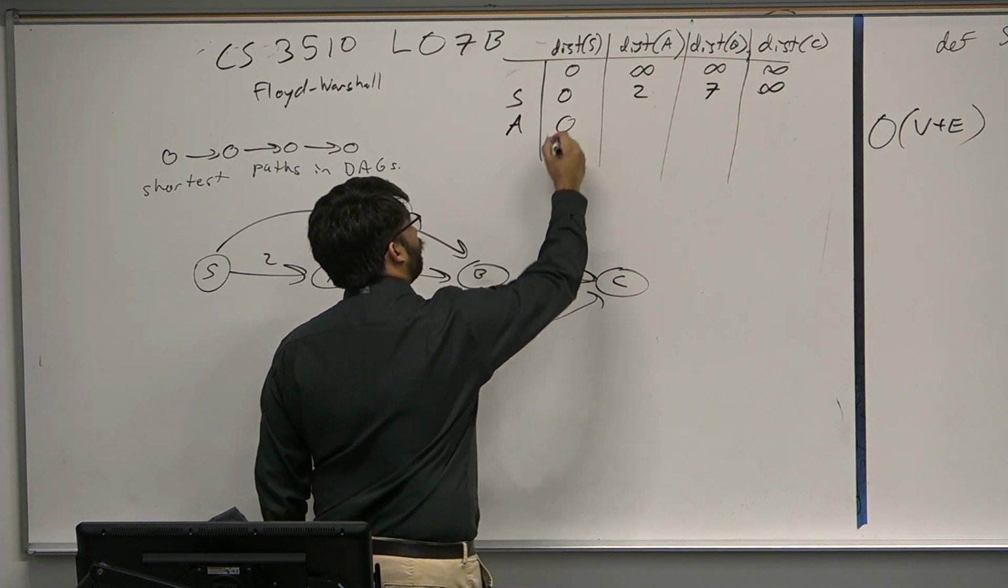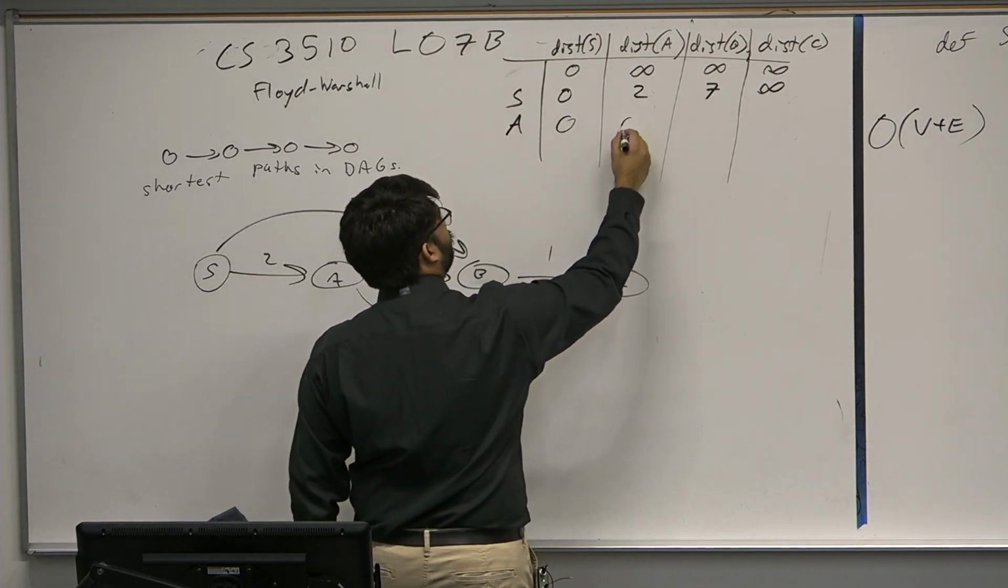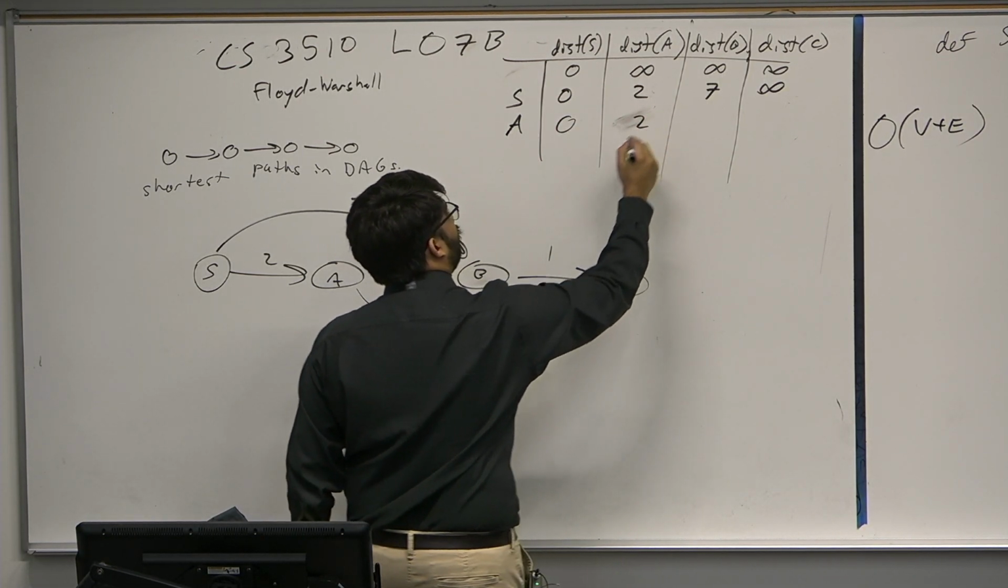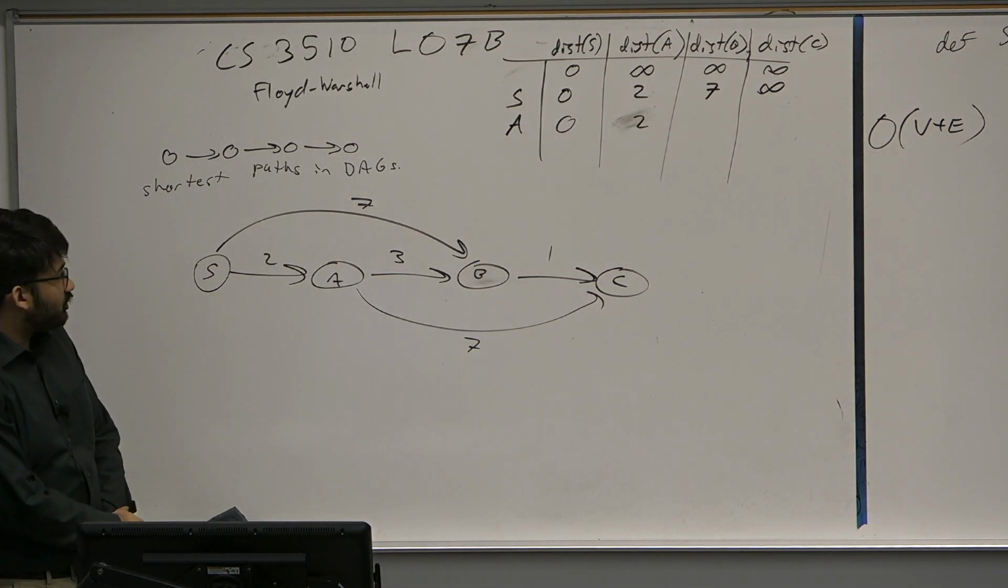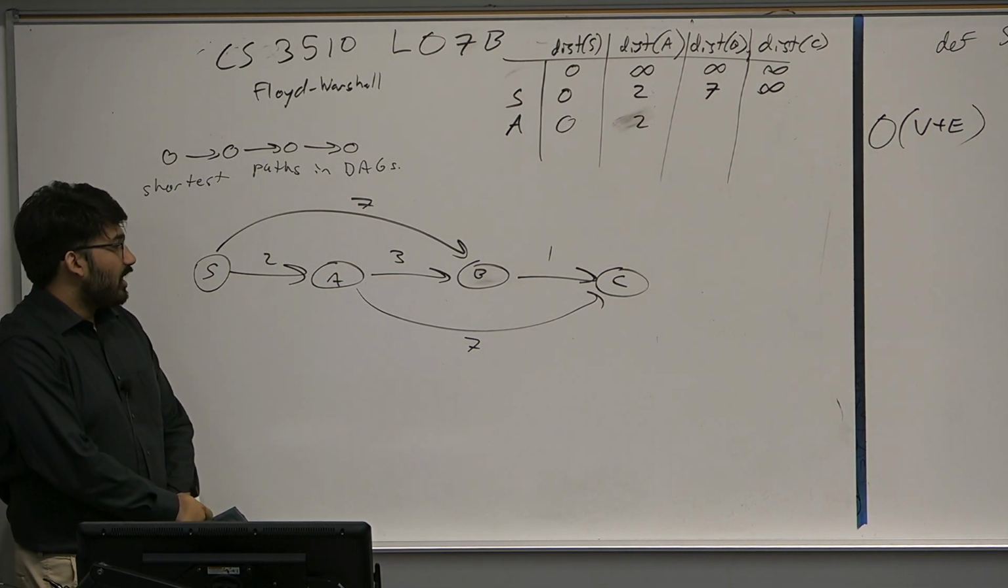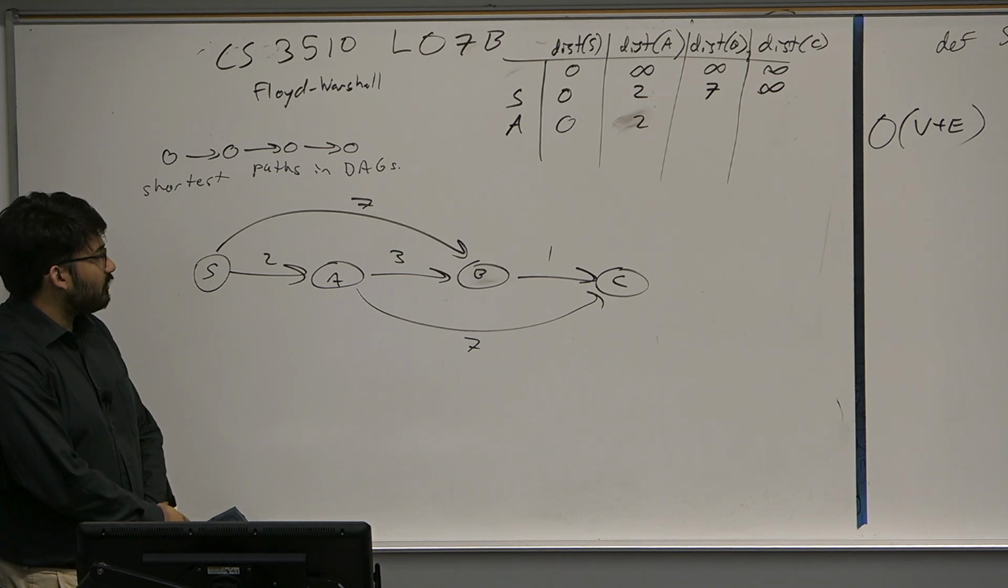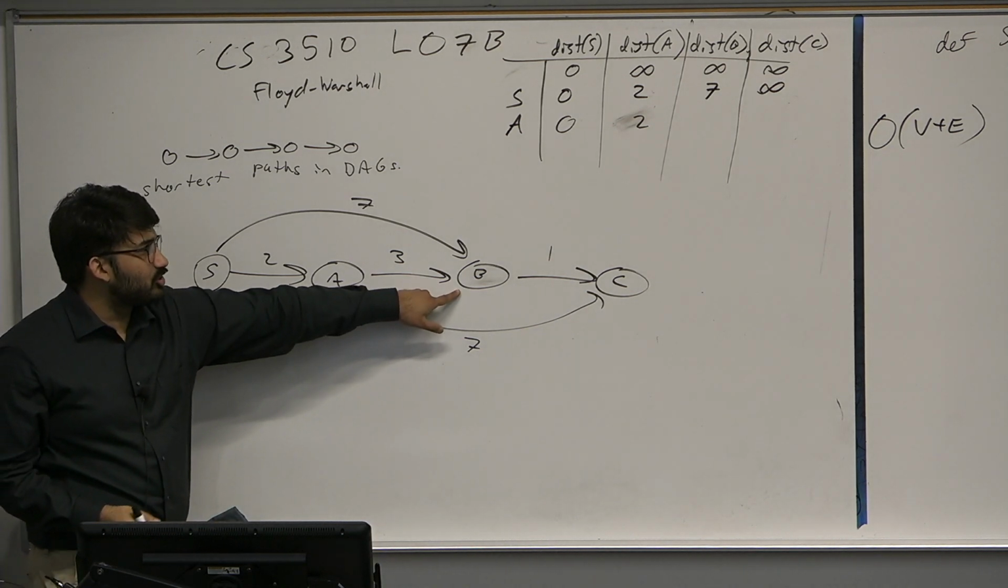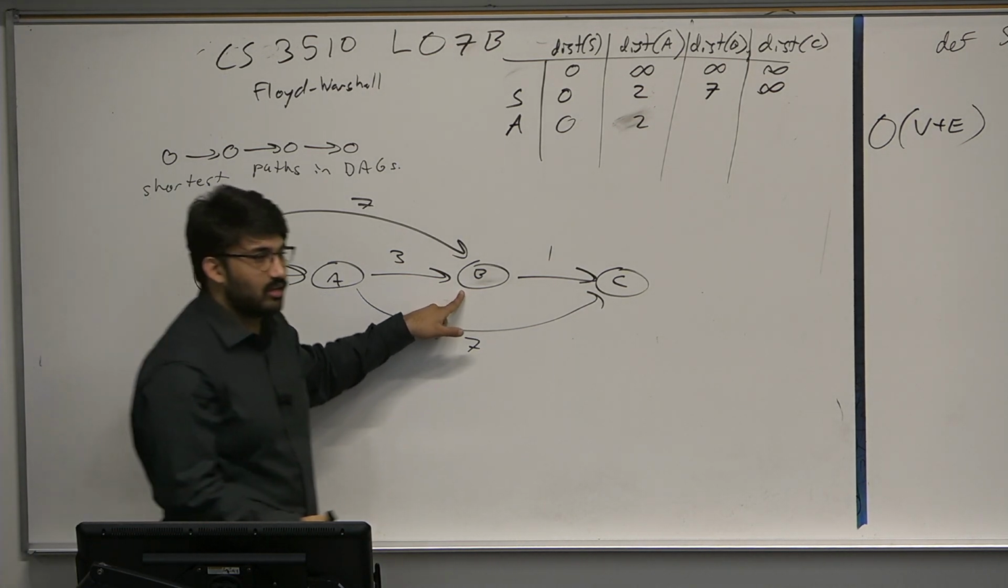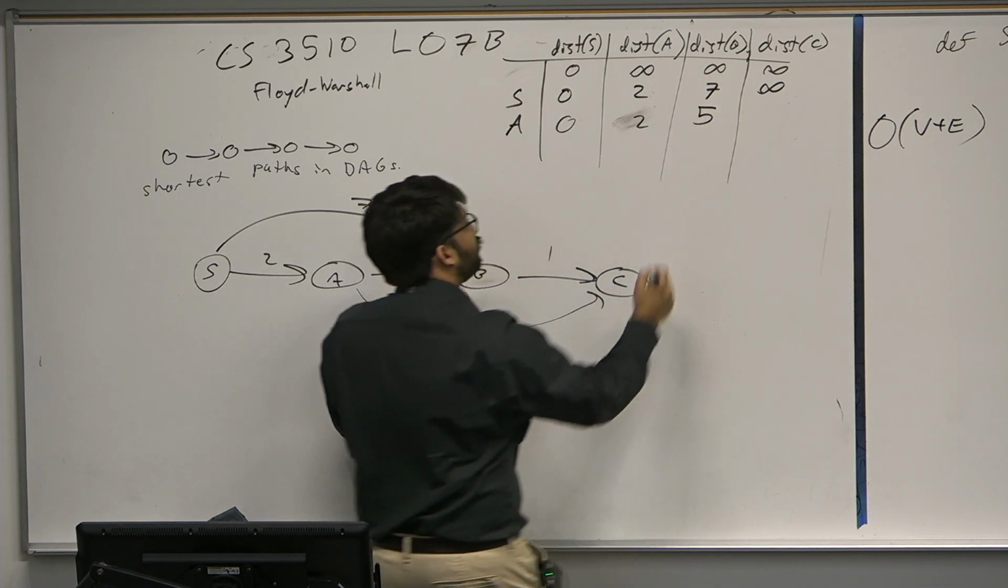S is not going to change anymore. A is not going to change anymore. A has 2 outgoing edges, one of value 3 to B, and A's current distance is 2. So is 2 plus 3 less than the current dist of B, which is 7? Yes. So this is going to be 5, which is 2 plus 3.